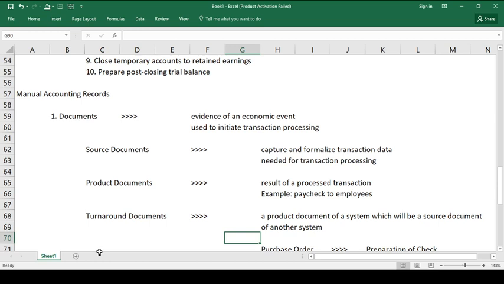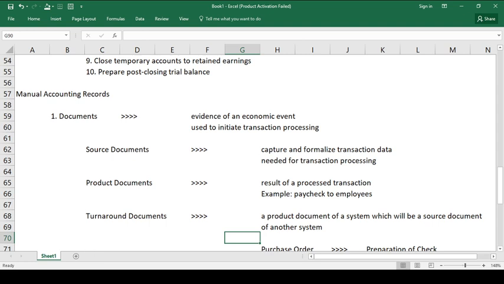And then we have what we call the product documents. These are result of a process transaction. Okay, a product document, tinawag siyang product documents because these documents are produced already. These are produced documents in relation to a particular process.